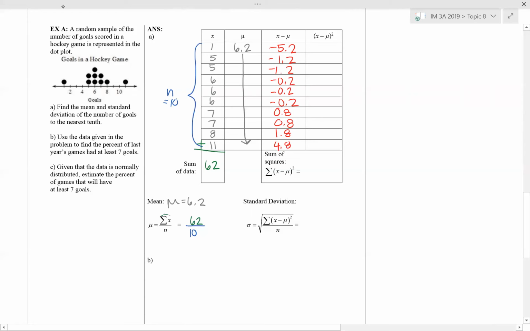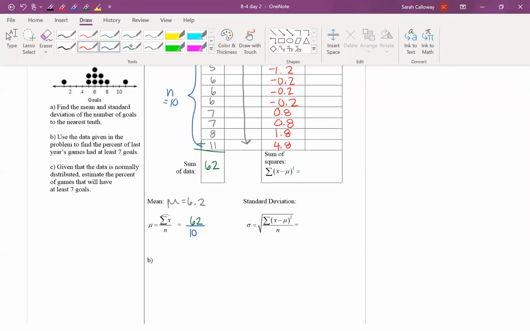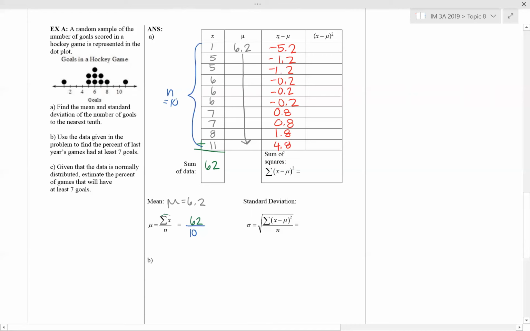So remember that I'm not doing anything with these numbers together, but I am squaring each of them. When I square a negative, it becomes positive. So if you're using your calculator, you put parentheses around it. Always remember that these numbers, because they're squares, are always positive. So if I square negative 5.2, I get 27.04. If I square negative 1.2, I get 1.44.